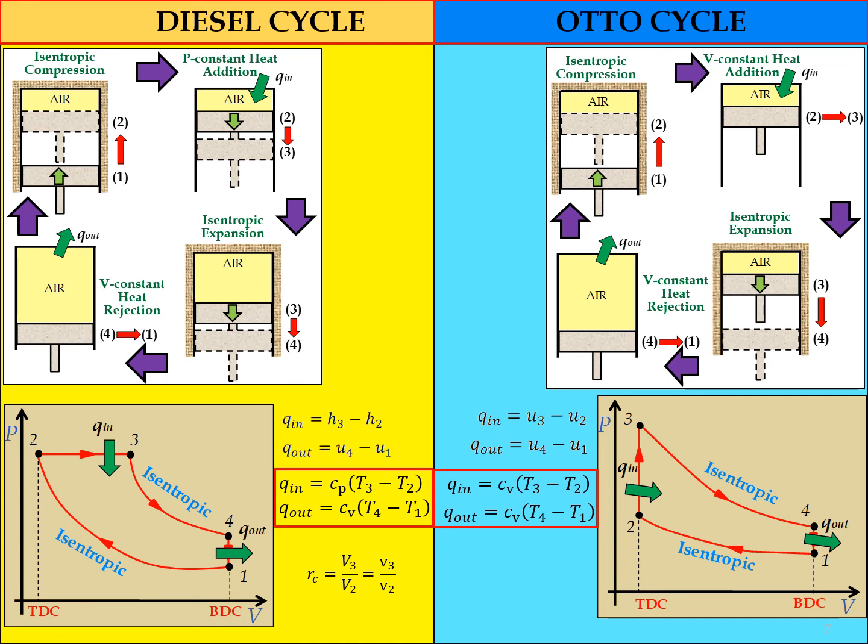And for the diesel cycle, we have a cutoff ratio, which is rc, and it is equal to V3 divided by V2, or the specific volume at state 3 divided by the specific volume at state 2. And for the Otto cycle, we have the volume ratio, which is the volume at bottom dead center divided by the volume at top dead center, equal to V1 divided by V2, and also equal to the specific volume at state 1 divided by the specific volume at state 2.